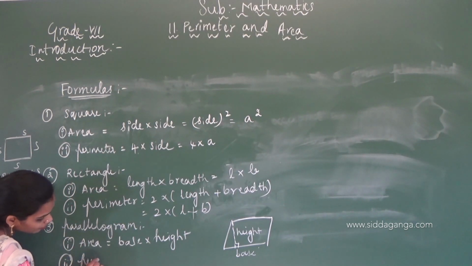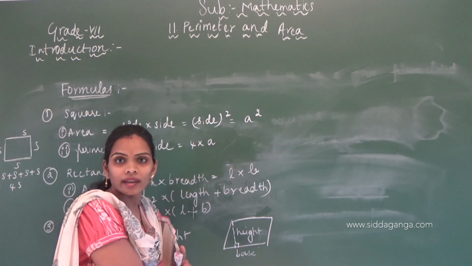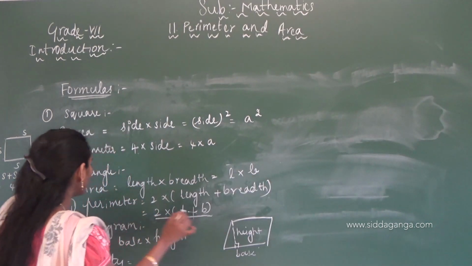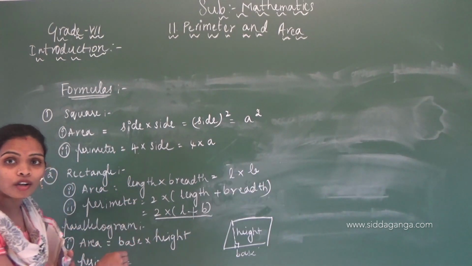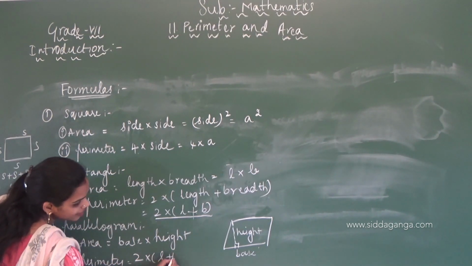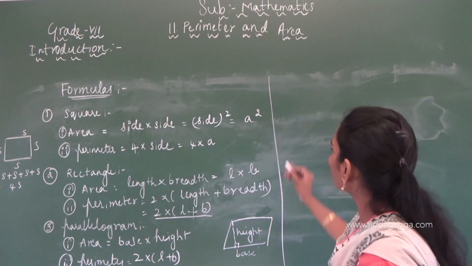Perimeter means, the opposite sides are equal, correct? That's why the formula we took for the rectangle, we can repeat here: 2 into (L plus B), which is 2 into (L plus B).